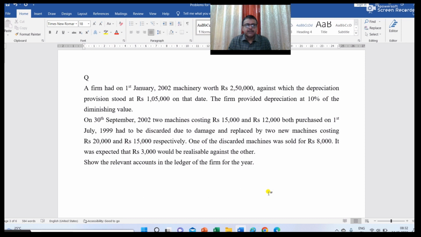On 30th September 2002, two machines costing rupees 15,000 and rupees 12,000, both purchased on 1st July 99, had to be discarded due to damage and replaced by two new machines costing rupees 20,000 and 15,000 respectively. One of the discarded machines was sold for rupees 8,000. It was expected that rupees 3,000 would be realizable against the other. So the relevant accounts in the ledger of the firm for the year.